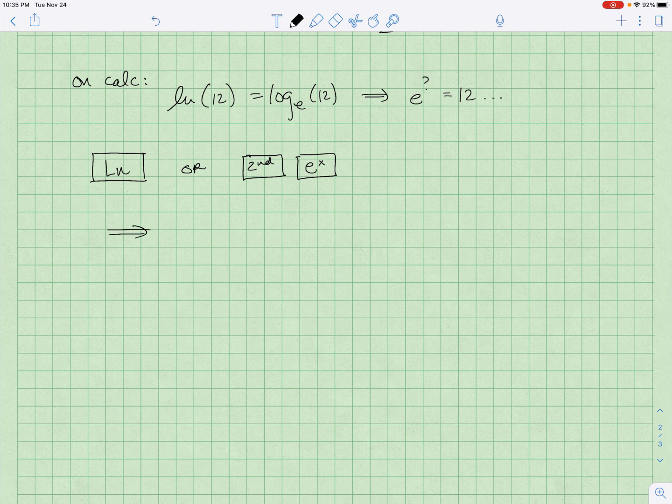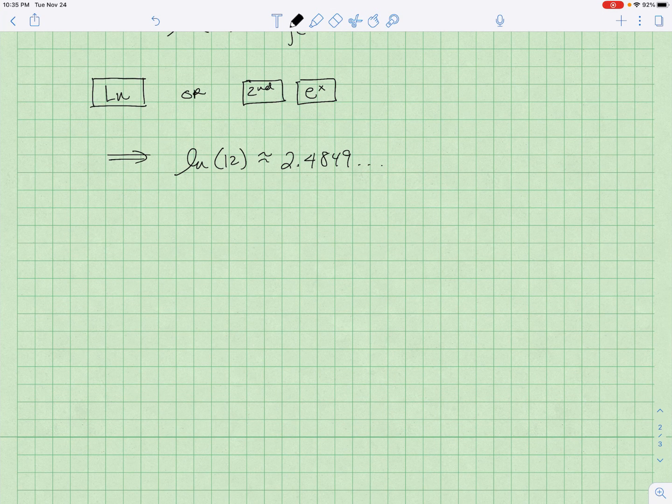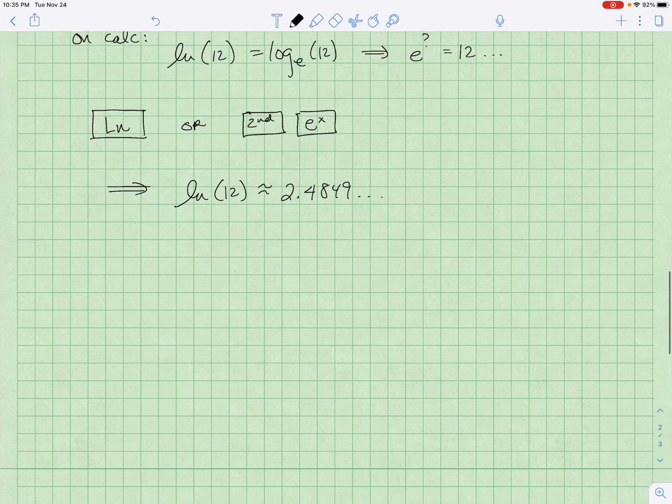Here, if I use my calculator, I get the natural log of 12 is about 2.4849. So there it is. That's the power that turns e into 12.